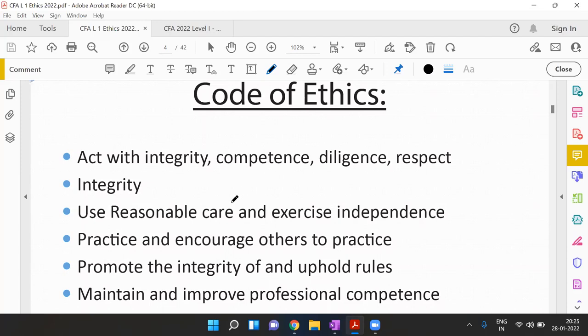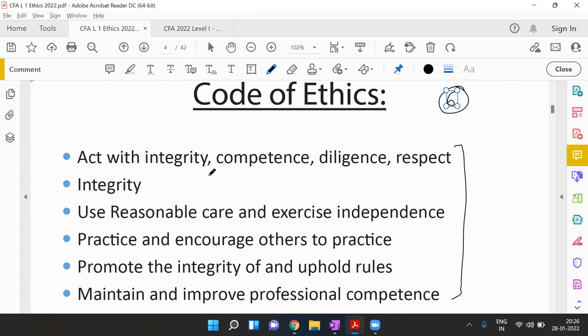Okay. Moving on to the code of ethics, right? Now there are 6 code of ethics points. What kind of question might be asked? Only one question is generally framed from the code of ethics, and they'll ask which of the following is not a part of the code of ethics. So if you remember these 6 points, you'll be able to answer the question.